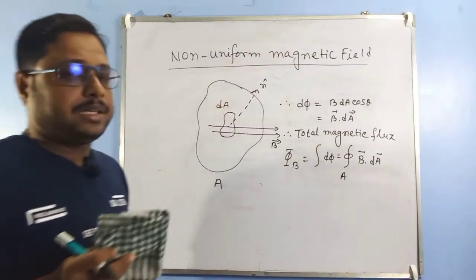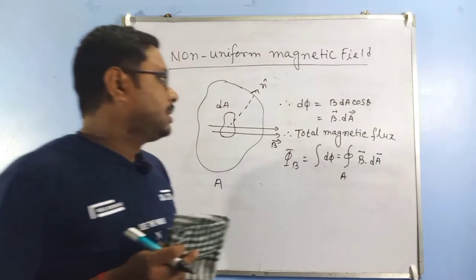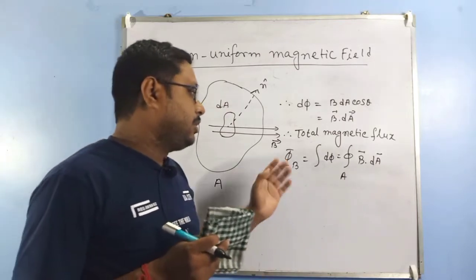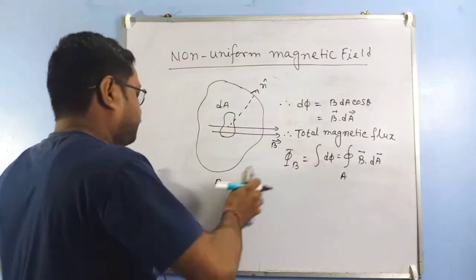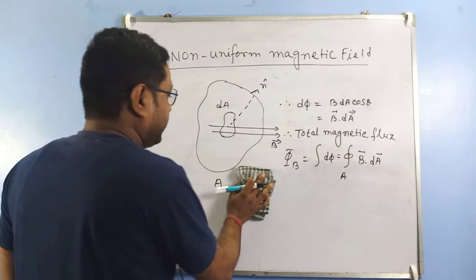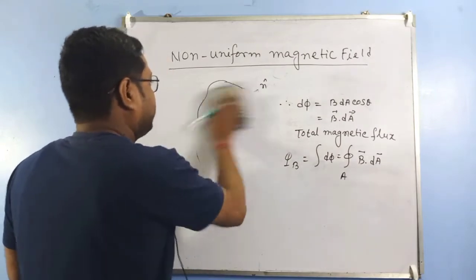So we can get the solution for magnetic flux for uniform and non-uniform magnetic fields. Let us go to the unit and dimension of magnetic flux.